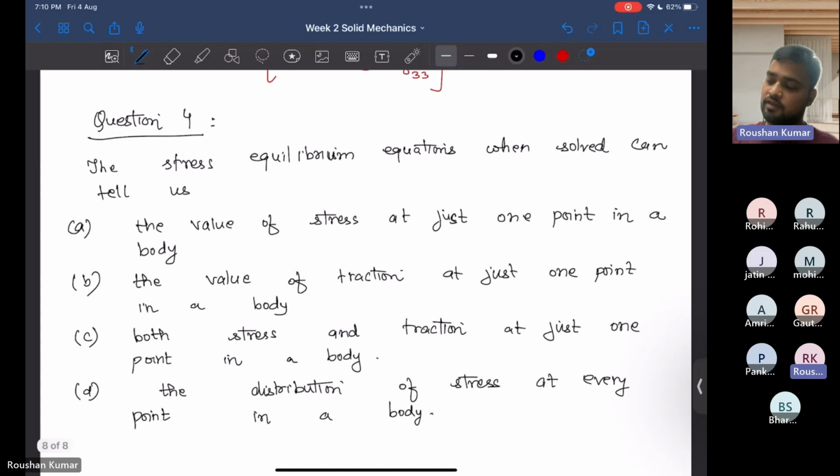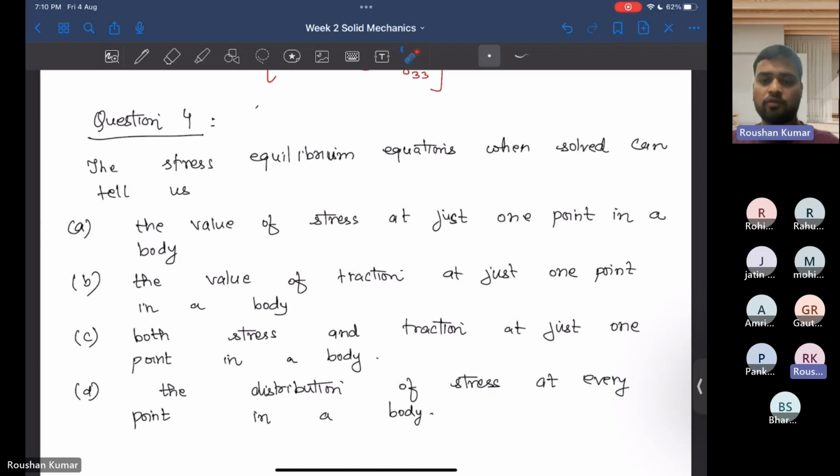So the question is, the stress equilibrium equation when solved can tell us the value of a stress at just one point in a body, the value of traction at just one point in a body, both stress and traction at just one point in a body, and the last option is the distribution of stress at every point in a body. So stress equilibrium equation is the variation of stress over the planes of the body, at different planes of the body. So it basically tells us the distribution of stress at every point in a body. If we know the stress at any point, we can find out the variation of stress over the body.